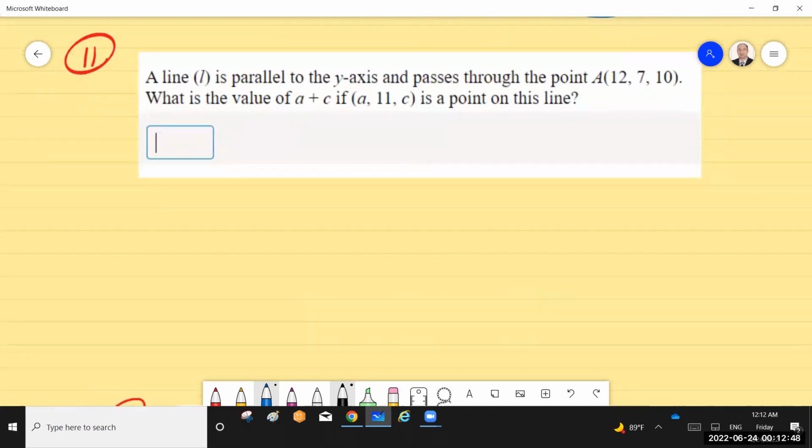Next question here. A line L is parallel to the y-axis and passes through the point (12, 7, 10). What's the value of a plus c if (a, 11, c) is a point on this line? Parallel to the y-axis means the y is different, maybe any number, but the other two components are fixed. So a plus c must be 12 plus 10, which is 22. So the value of a plus c must be 22, the sum of the components 12 and 10.